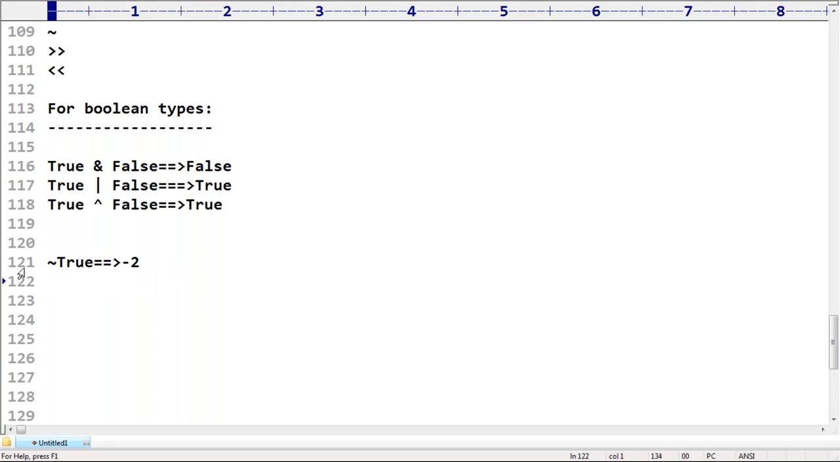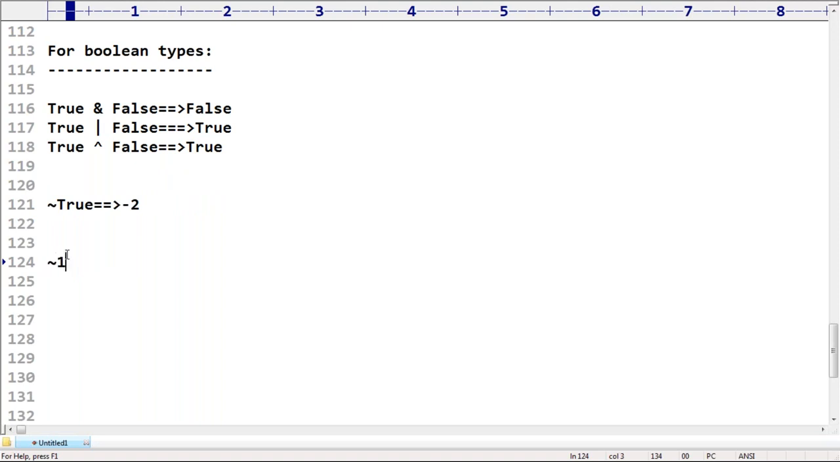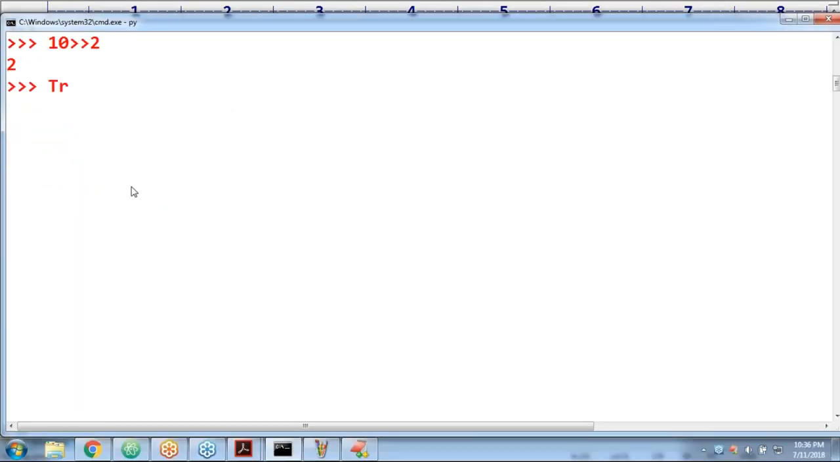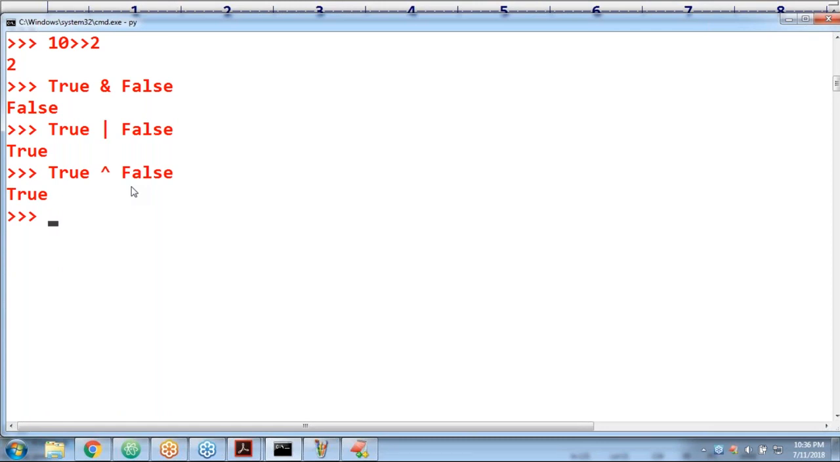But here, bitwise, if you apply the bitwise complement operator for Boolean, in Java it is a compile time error. But here, what will happen is, it is internally treated as negation of 1. Now the total story we have to apply, then automatically we get -2. Now, true and false, false is the answer. True or false, true is the answer. True XOR false, then automatically true is the answer. Next, negation of true, -2 is the answer.